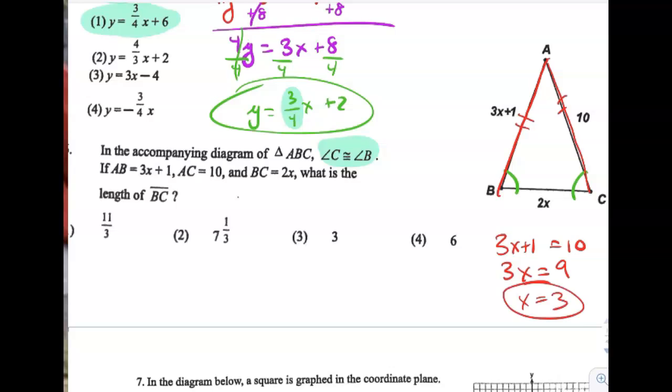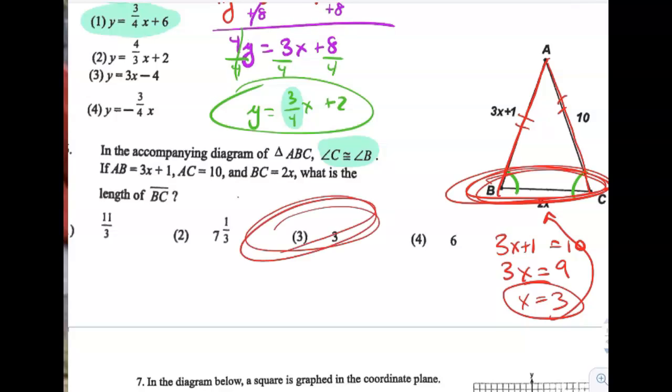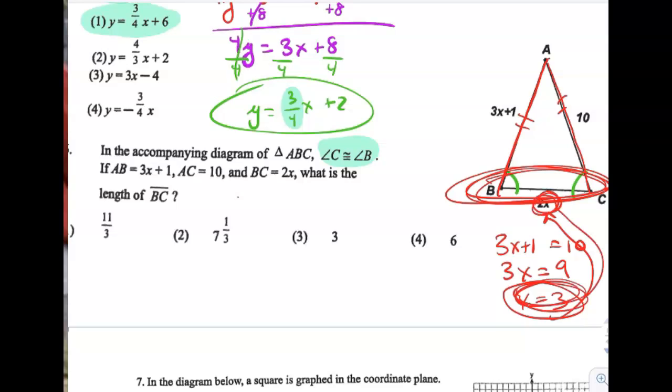Now, be careful. They put 3 as a choice, but that's not the answer. It wants to know how long BC is. If x is 3 and we plug it into 2x, 2 times 3 is 6. But the regions and midterms and tests often try to trick you into picking this one. And I keep circling this one to see if anybody circles it tonight because they're watching the video, but the answer is actually choice 4, 6, because you're taking the 3 and you're plugging it into 2x.